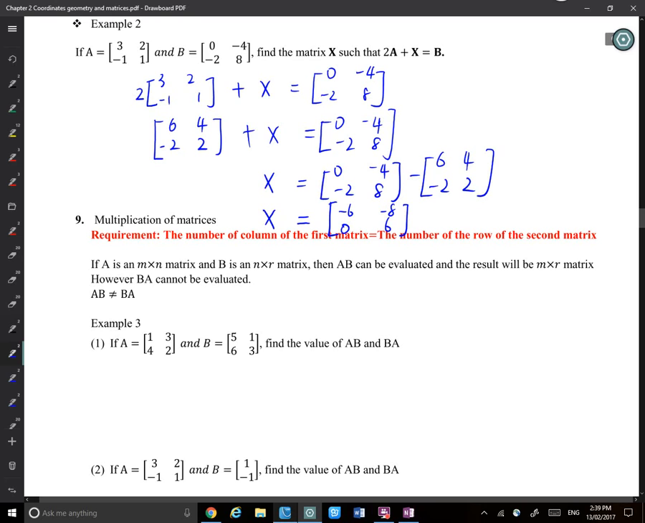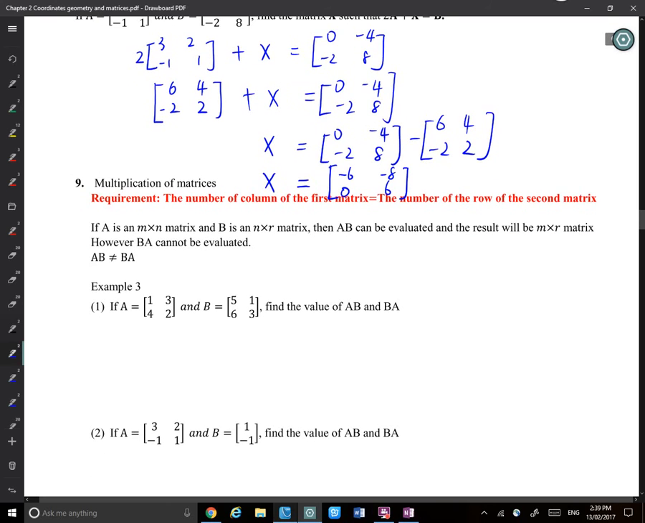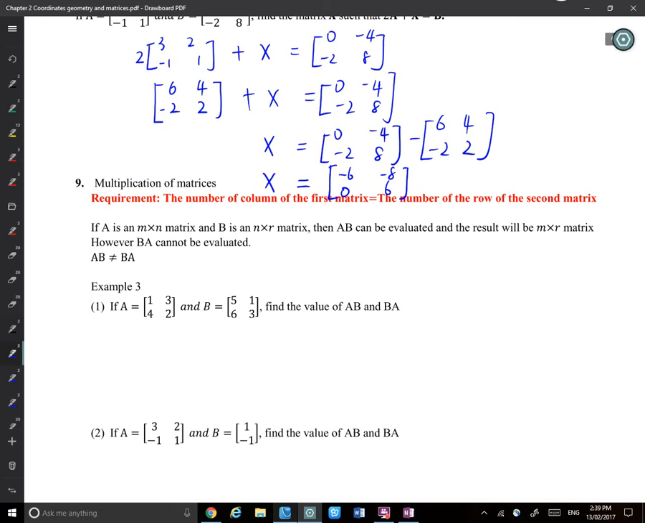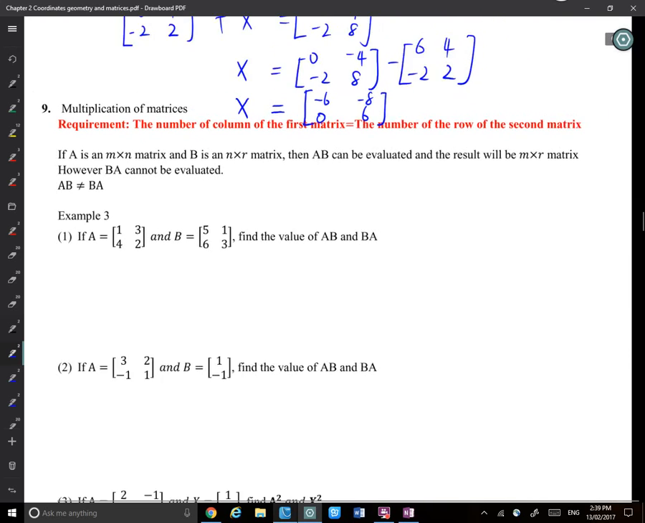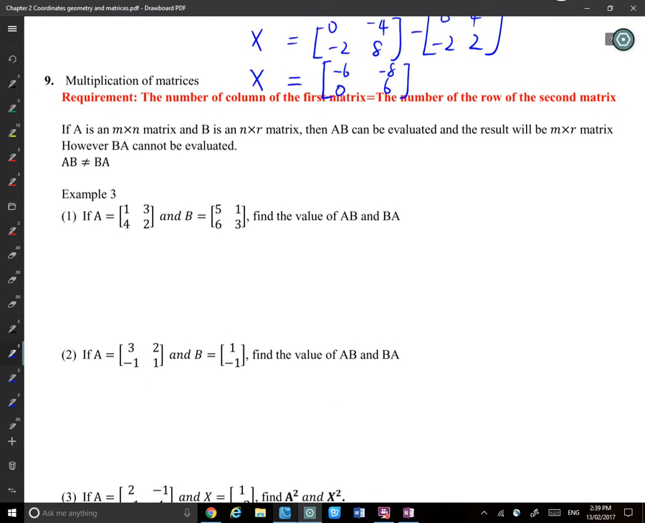Okay, number 9. Number 9 is the most difficult part, which is multiplication of matrices. First of all, you need to test whether it is alright to multiply those two matrices together. The requirement is that the number of columns of the first matrix needs to be the same as the number of rows of the second matrix. You must test that.